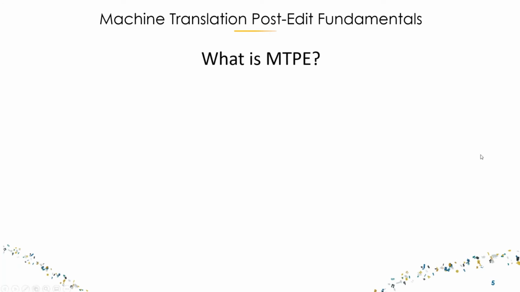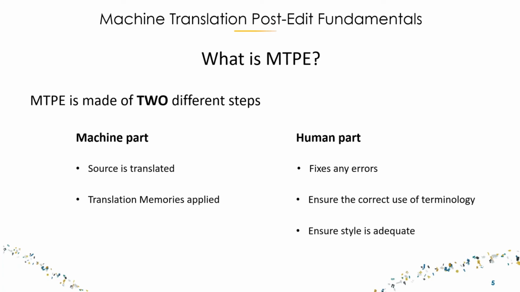So what exactly is MTPE? MTPE stands for Machine Translation Post-Editing and is a two-step translation process used to provide a fast turnaround time and also consistency and quality. It consists of two steps, the machine part and the human part. The machine part is when the source is run through a machine translation service, translating it to the target language. And the human part that follows it fixes any mistranslations, formatting errors, and adapts to the required quality level.